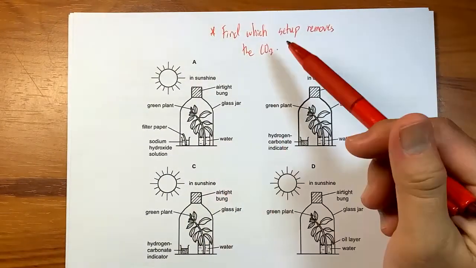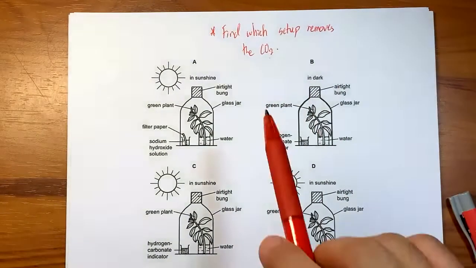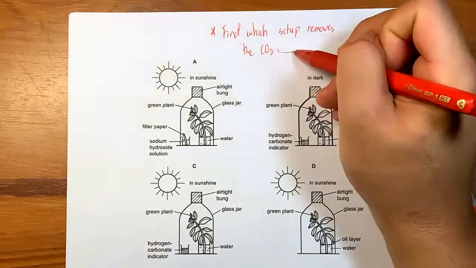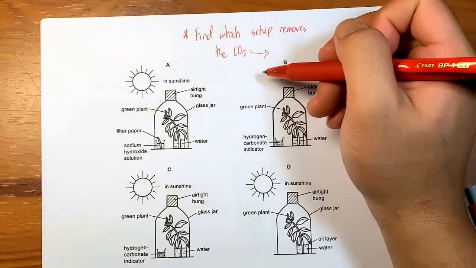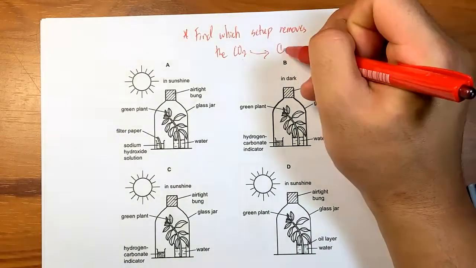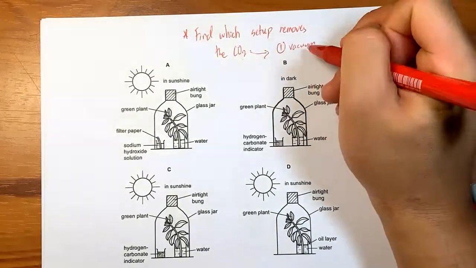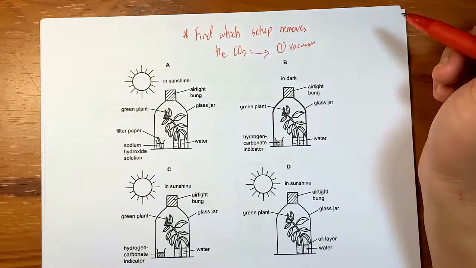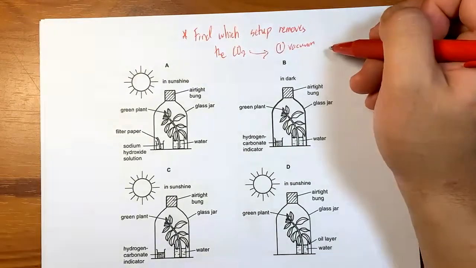Okay, and I've mentioned in the video before that if you come across "remove the CO2", it could be how the CO2 is removed. Number one is obviously if it's in a vacuum. If they place it in a vacuum state, so no air at all, that means no carbon dioxide.